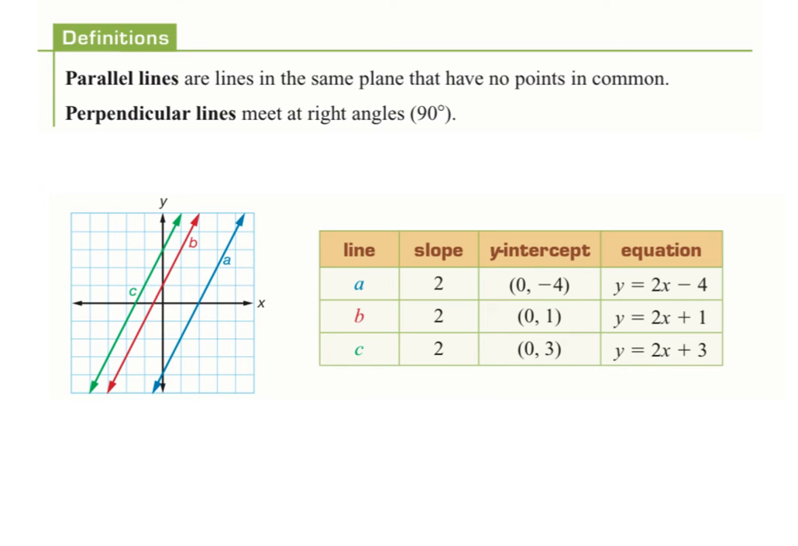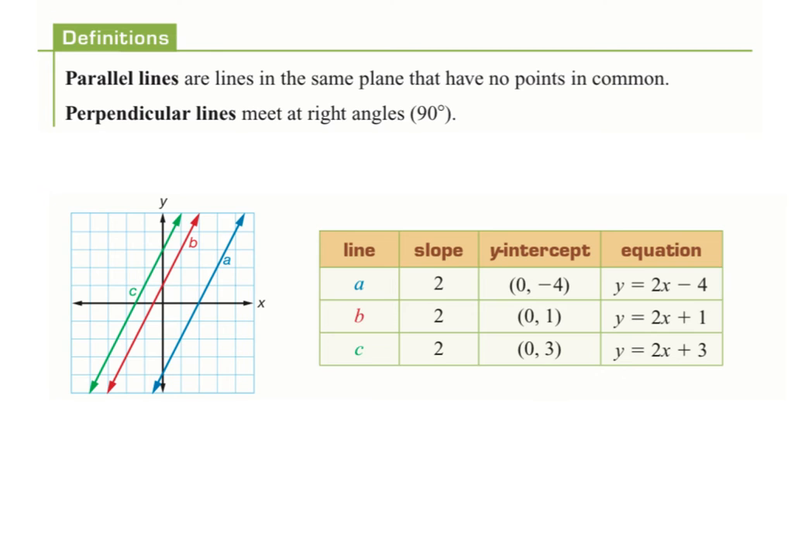They are the same, which will always be true of parallel lines. Parallel lines will have the same slope. They will have different y-intercepts. By the way, if they had the same y-intercept, it would actually be the same line, okay? So they have the same slope, different y-intercepts, all right?